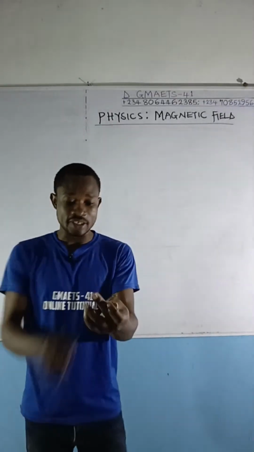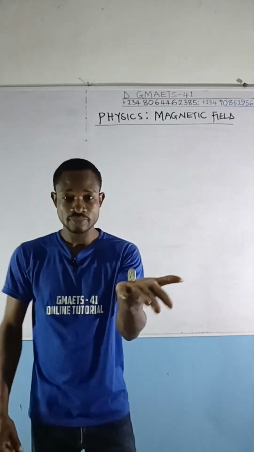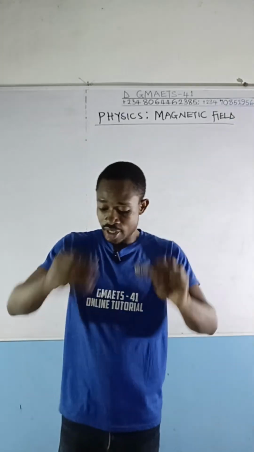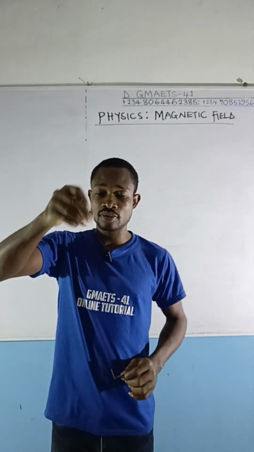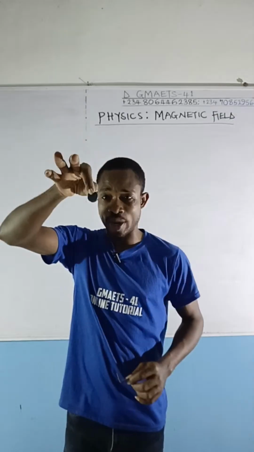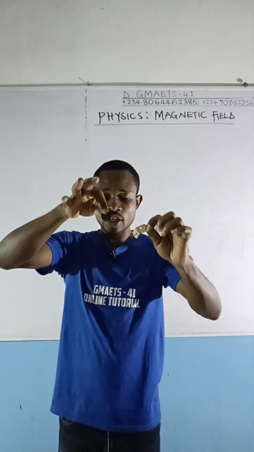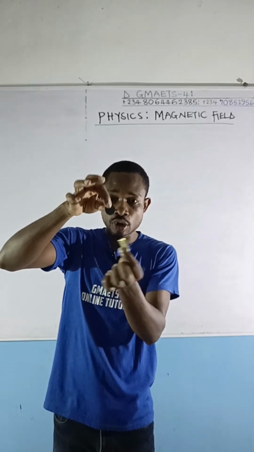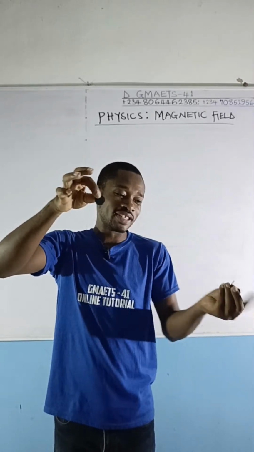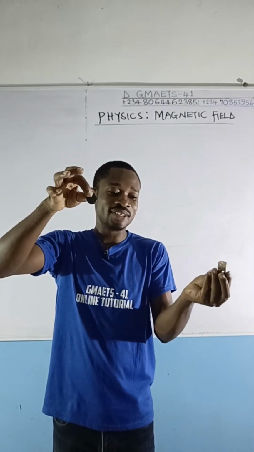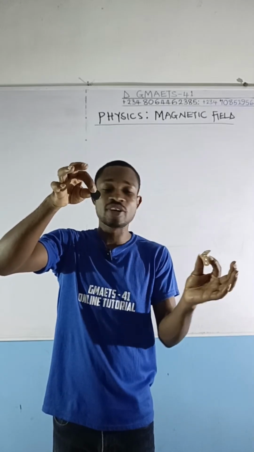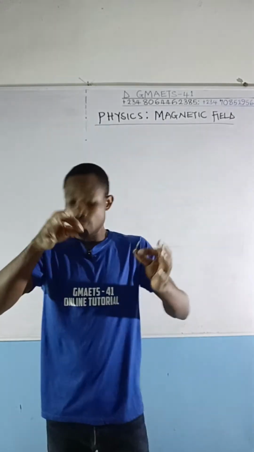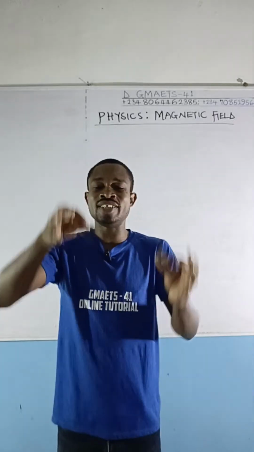Now, I have this. I'm going to hold this magnet at this point, this way. Then I want to do something. Just observe. I'll be bringing this metal close to the magnet. From here, nothing is happening. This is just free, nothing is happening. No force is experienced by this metal. It simply means that the metal is not in the magnetic field.